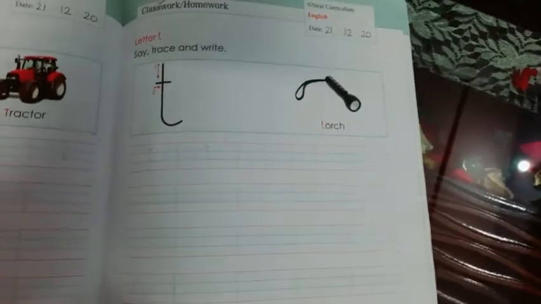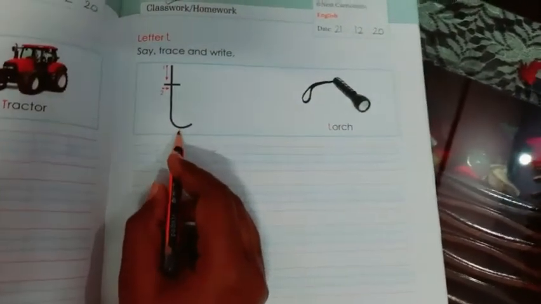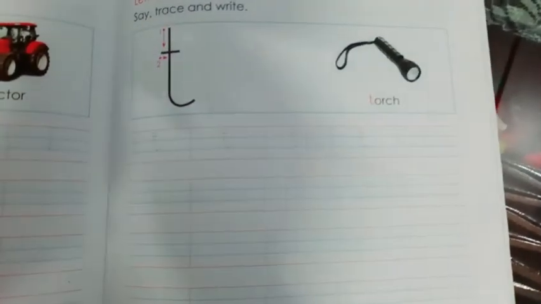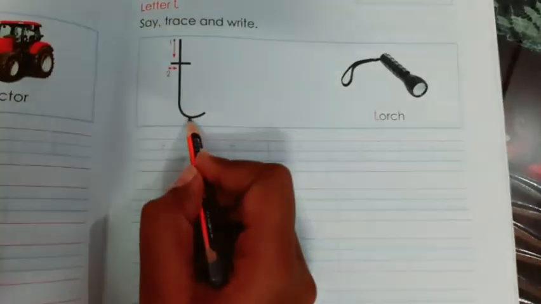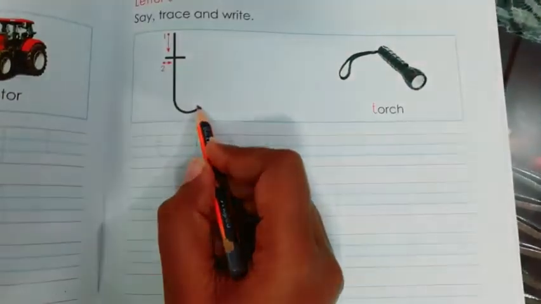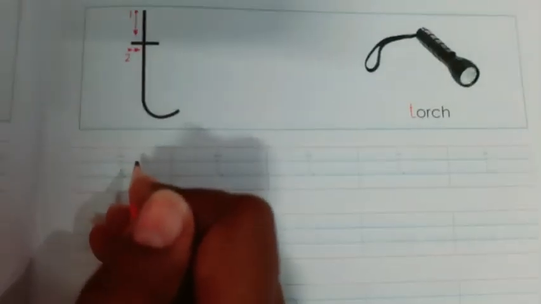Here you have to write small t. The formation is changed, but I'll show you the formation. Before that, I'm going to tell you the sound is same. Okay. T says T, T, torch. Let's see the formation very properly.